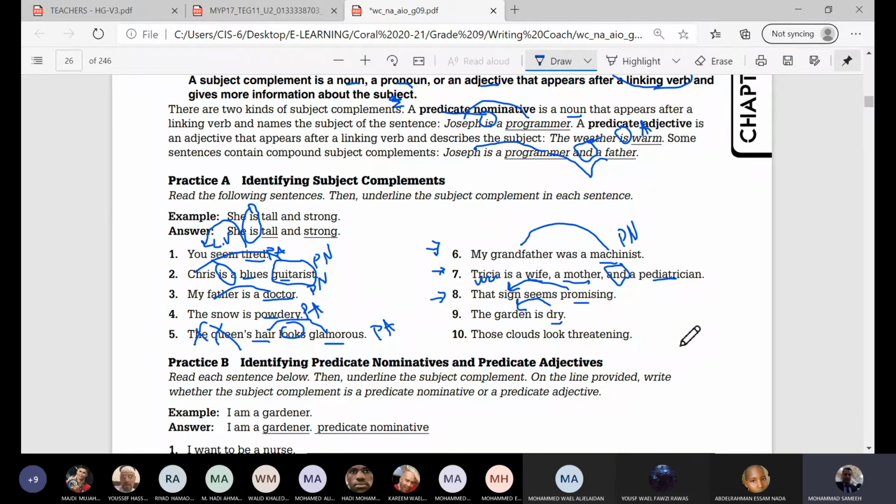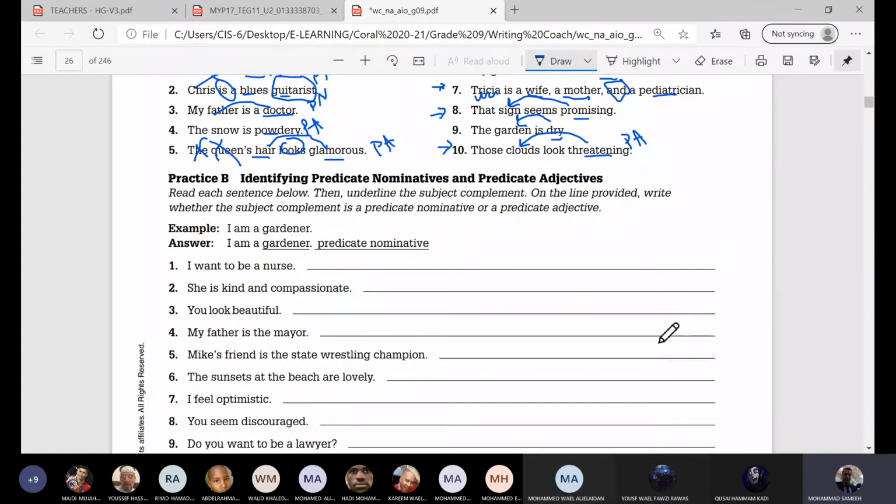Garden. Okay, number 10, Qusay. Yeah, Qusay. Sir, can you hear me? Yes, this is Qusay. Go ahead. Those clouds look threatening. Okay. Underline threatening. Very good. This is an adjective describing clouds. Very good. Thanks, ya Qusay. No problem. Okay.